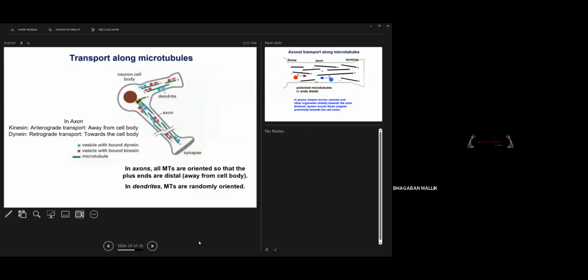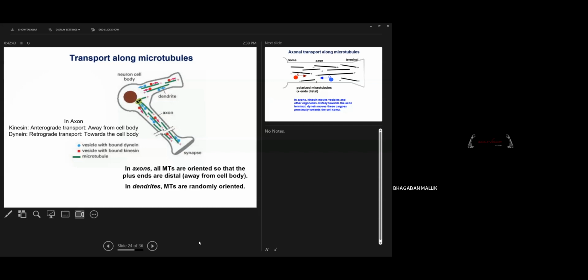So here this is showing how transport happens along the microtubules. Here this is the axon and this is the cell body. These are the dendrites. You can see that in the axon, these motor proteins, the kinesins, are oriented towards the plus end. So they take cargoes from the cell body to the axon terminal, and the dynein protein that you are seeing in the blue takes cargoes from the synapse or the terminal to the cell body. So this kind of arrangement you have in the axon, but you don't have this kind of arrangement in the dendrites. So they are mostly very specific.